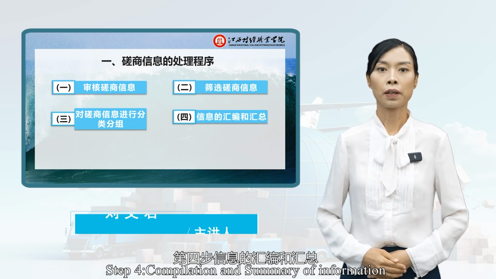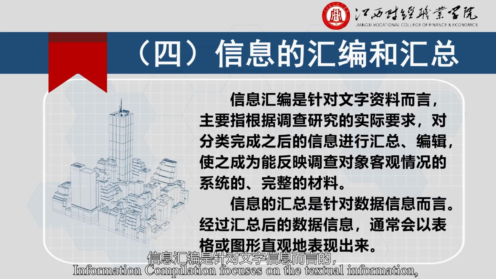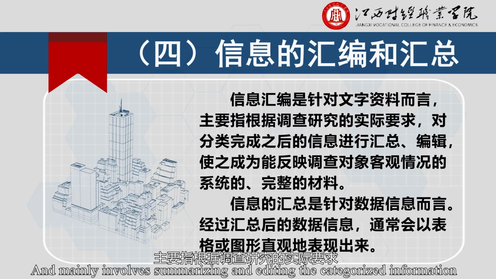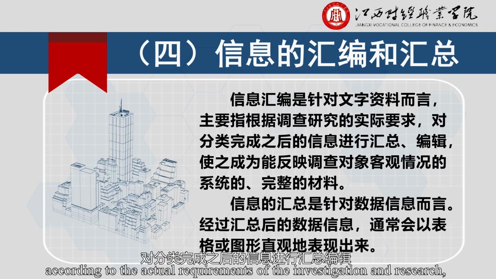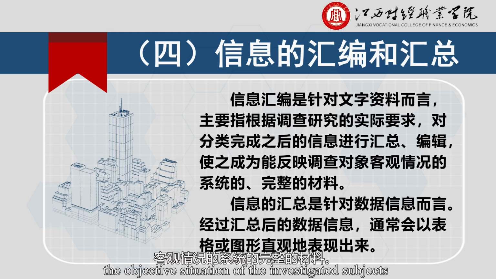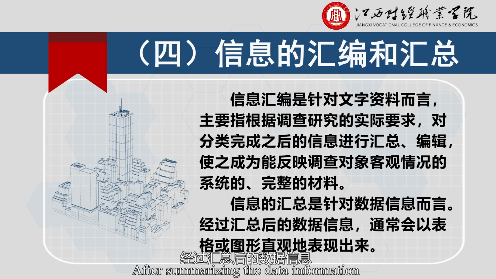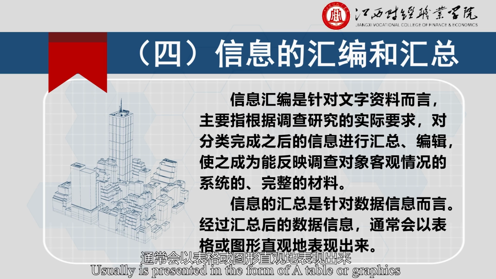Step 4. Compilation and summary of information. Information compilation focuses on textual information and mainly involves summarizing and editing the categorized information according to the actual requirements of the investigation and research to create a systematic and complete material that reflects the objective situation of the investigated subject. Information aggregation specifically aims at data information. After summarizing, the data information usually is presented in the form of a table or graphics.